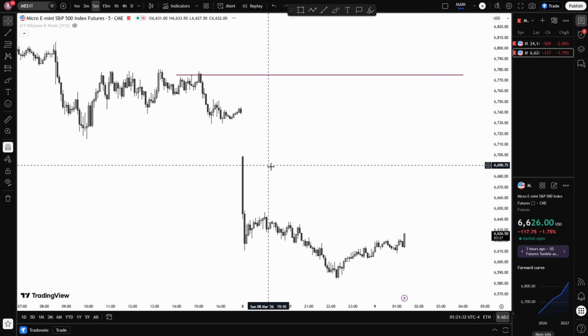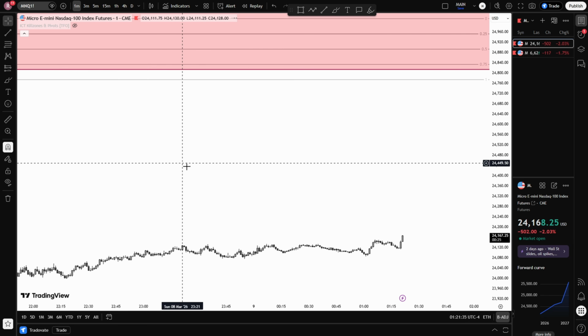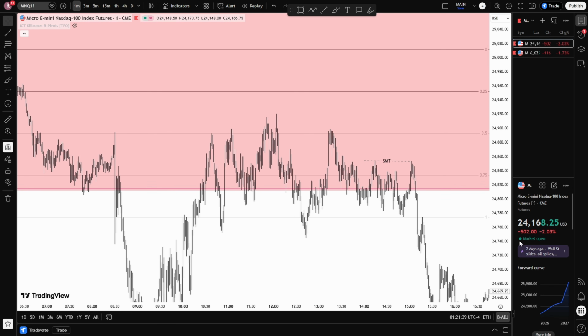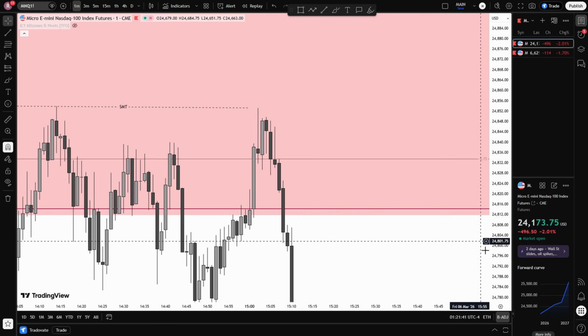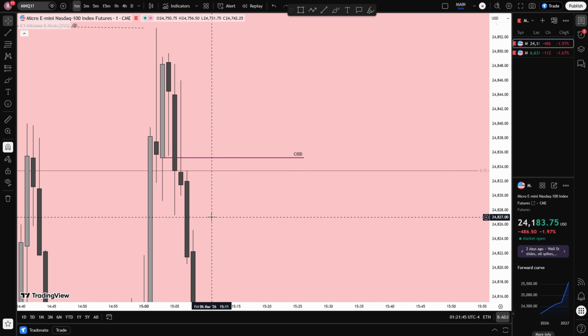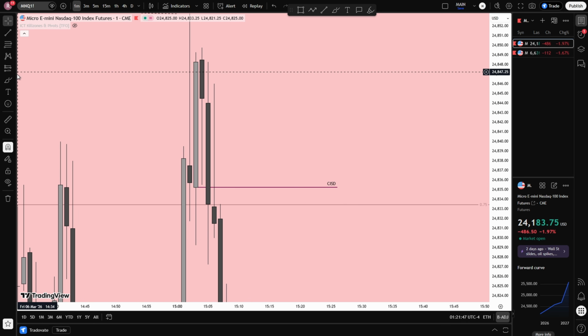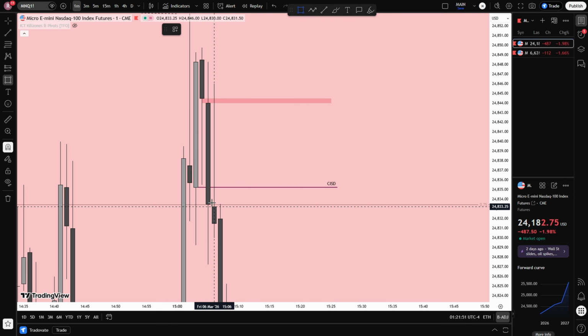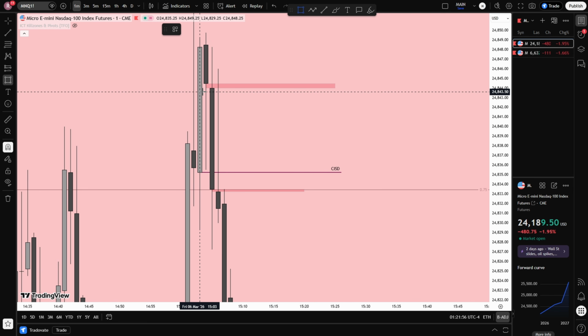Now, if we move down to the 1-minute time frame, you can immediately see that we get an instant change in state of delivery. But there is something even more important forming in this area. At this point, you should already be able to recognize what is happening here. We have one volume imbalance here, and we also have another volume imbalance right here. Now, if we look between these two imbalances, you might notice something interesting.